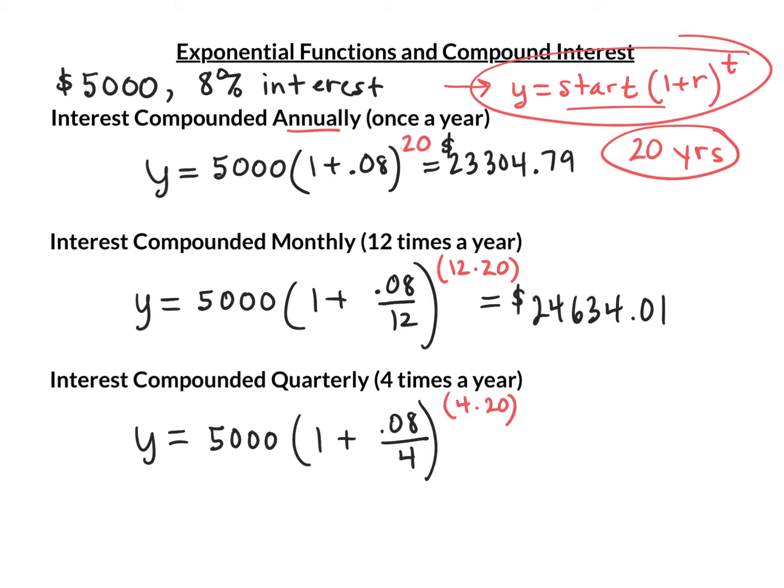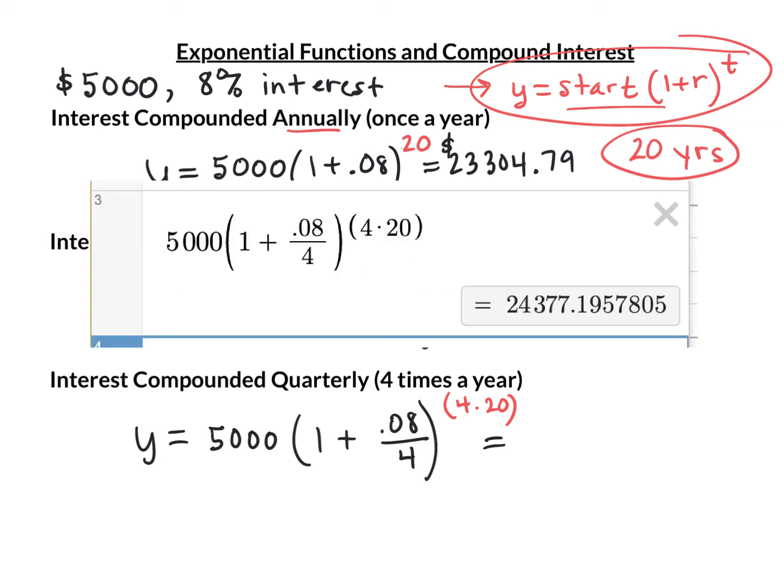So continuing this example, going to the power of 4 is for 1 year, multiply that by 20 for 20 years, enter that into Desmos. And we get $24,377.20. We look at the 9 and the 5 tells us to go up, and the 9 becomes a 10, and we carry the 1 and it becomes 20 cents.